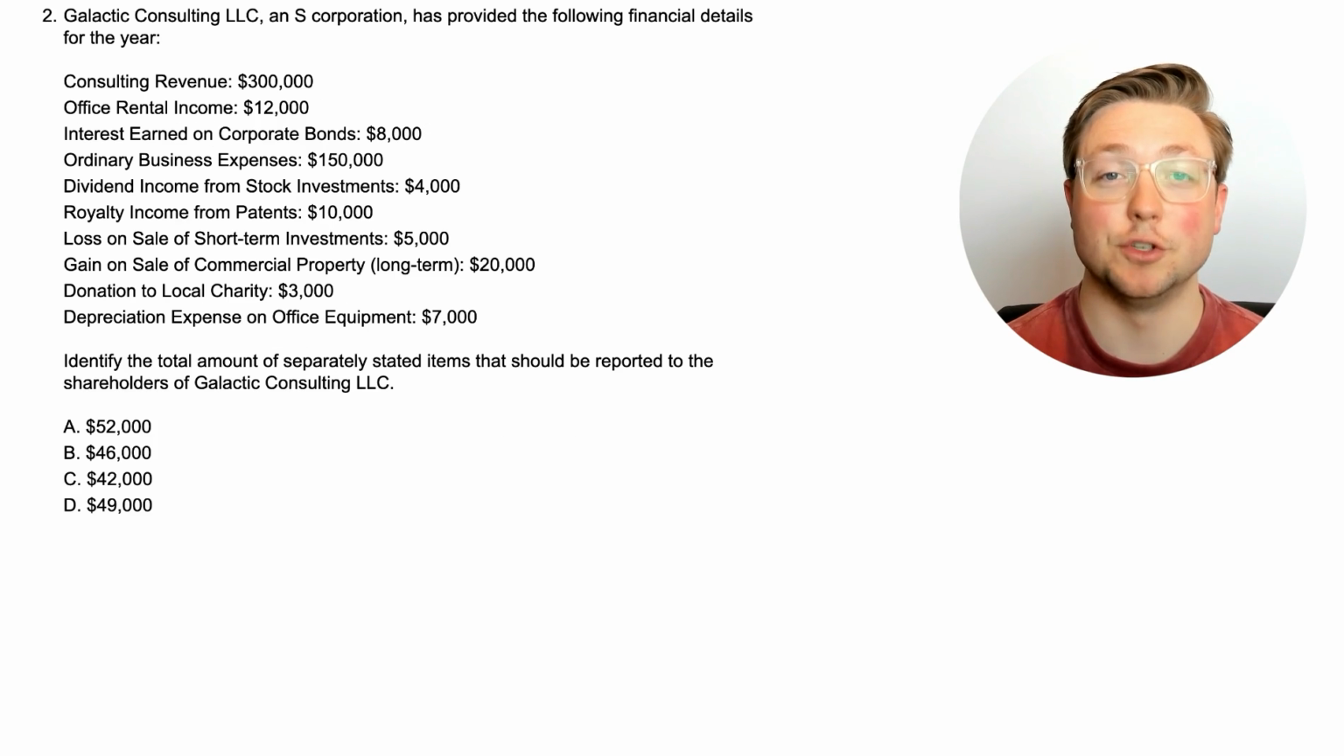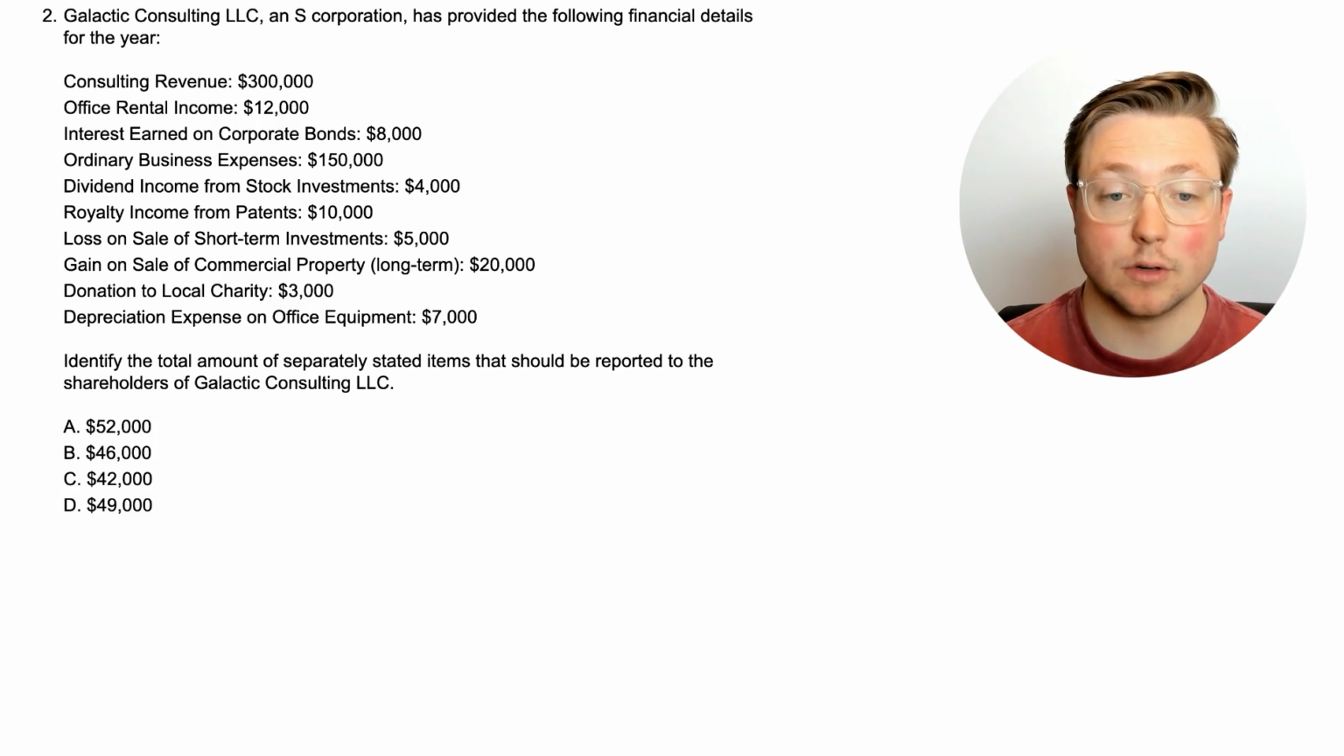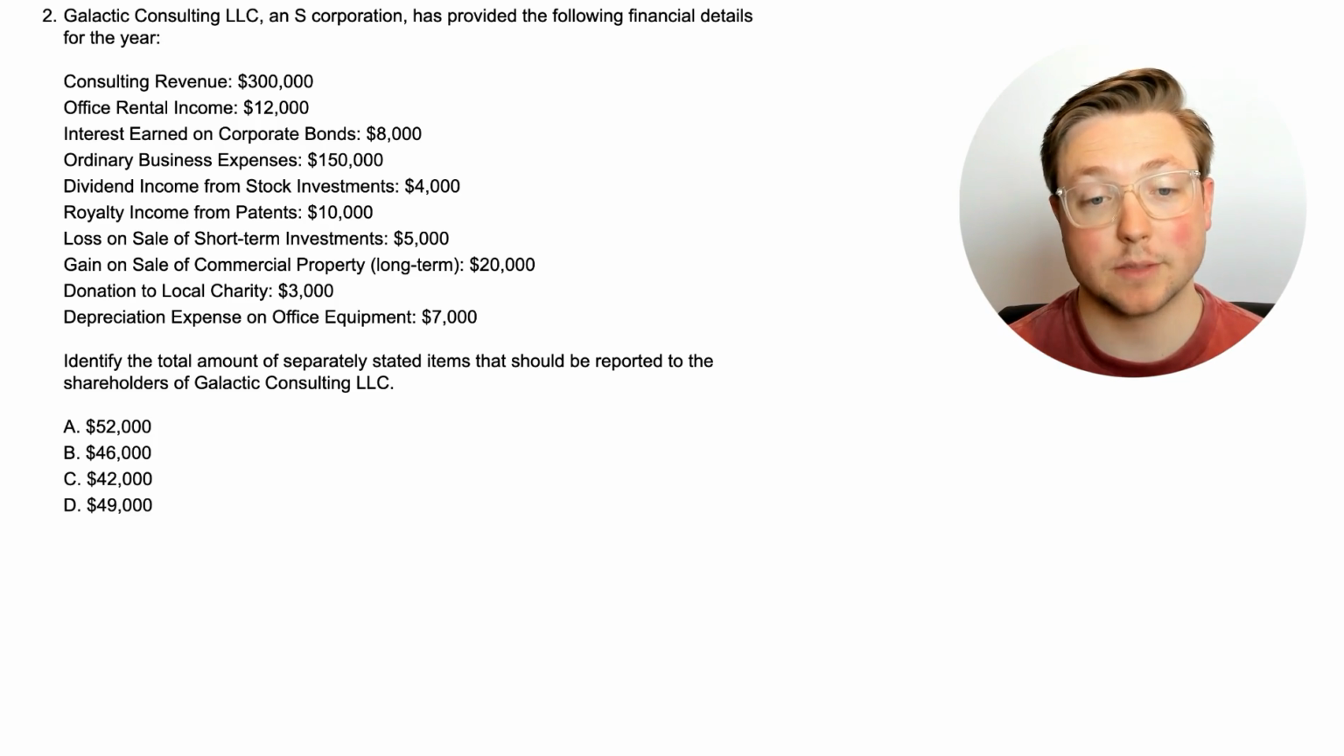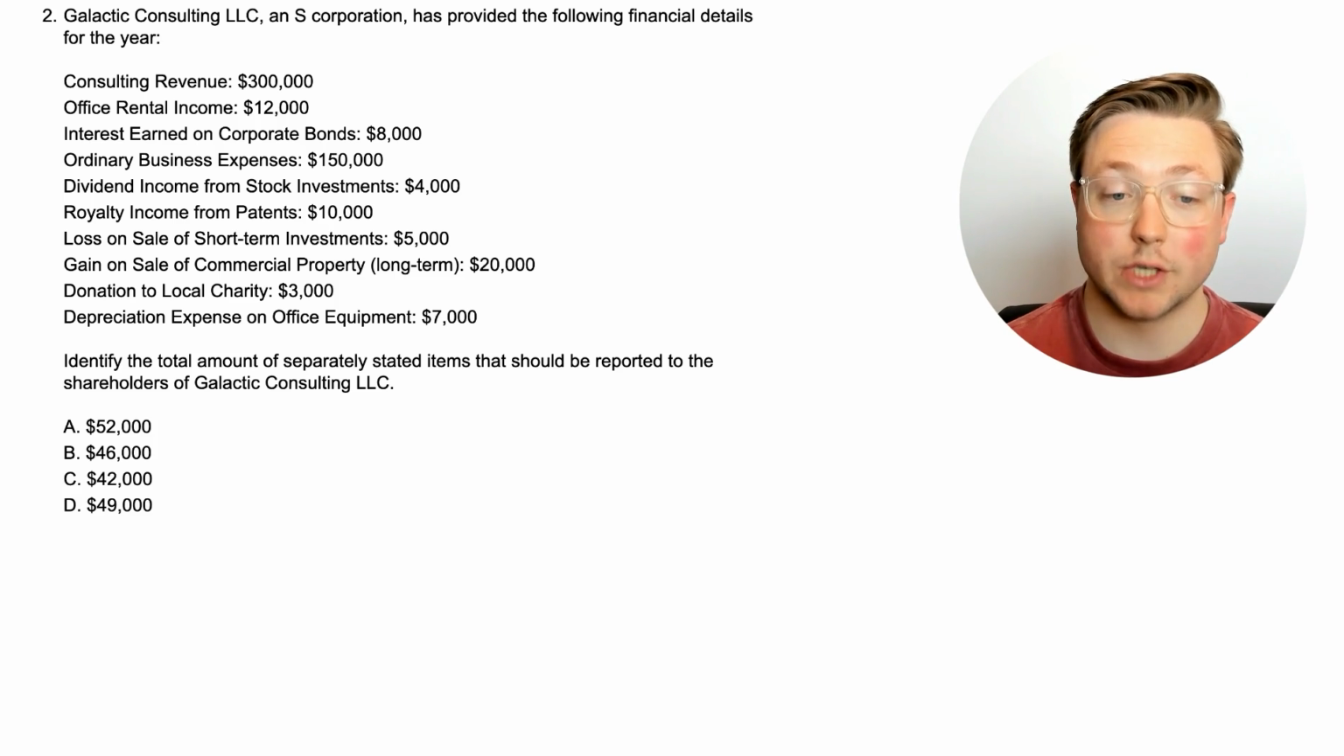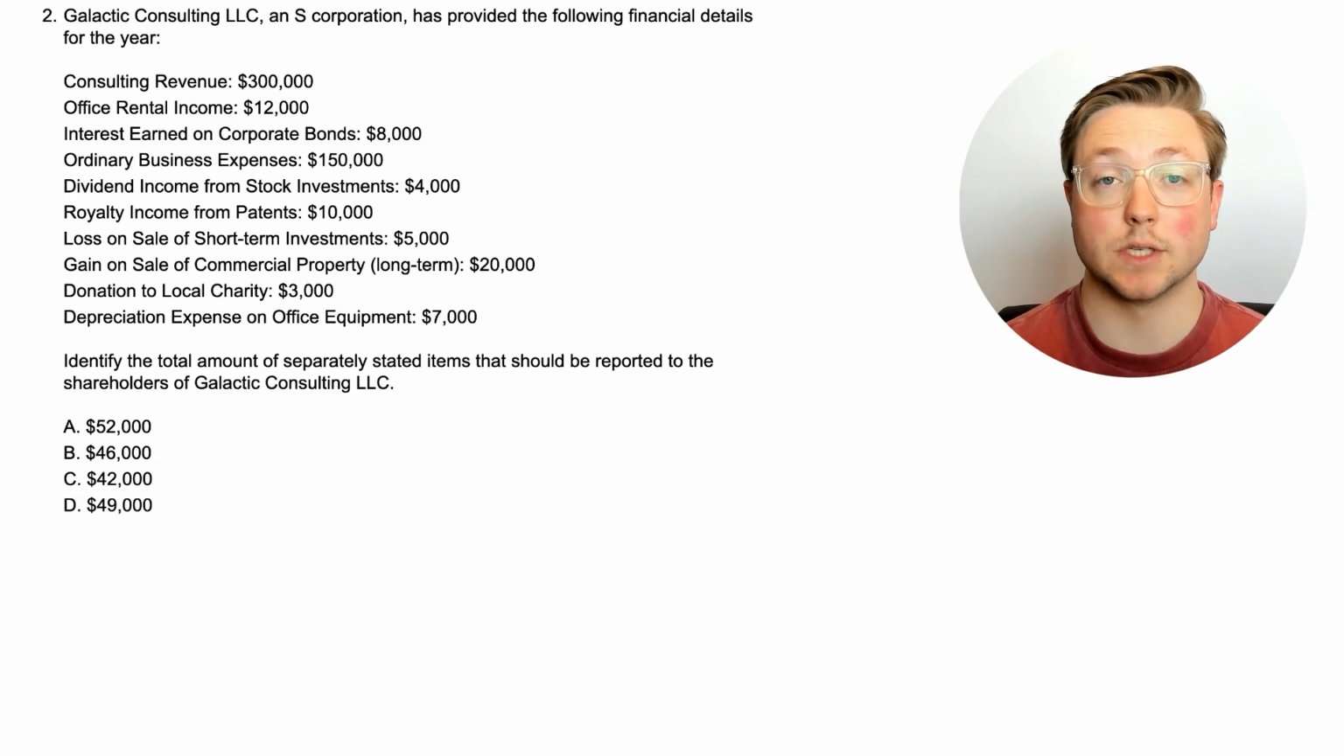Okay, here is question 2. Galactic Consulting LLC, an S corporation, has provided the following financial details for the year. Okay, there's a lot of things here. I'm not going to list the amounts, I'm just going to list the names of the items. So they have consulting revenue, office rental income, interest earned on corporate bonds, ordinary business expenses, royalty income from patents, dividend income from stock investments, loss on sale of short-term investments, gain on sale of commercial property, and that was long-term gain, donation to a local charity, and depreciation expense on their office equipment. Okay, so big list of items there.